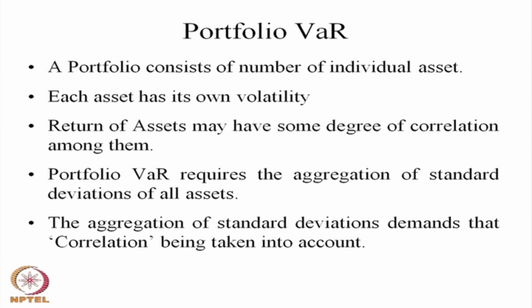You have to understand what a portfolio is first. A portfolio consists of a number of individual assets. Each asset has its own volatility. Returns on assets may have some degree of correlation also. It may happen that rupee and pound sterling may correlate, and if rupee is depreciating, pound sterling may depreciate, and if rupee is appreciating, pound sterling may appreciate. That may be positive or negative correlation among the currencies. Similarly, when a portfolio has 4 assets, among the individual assets there may be positive or negative correlation.